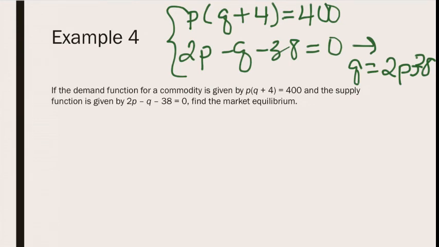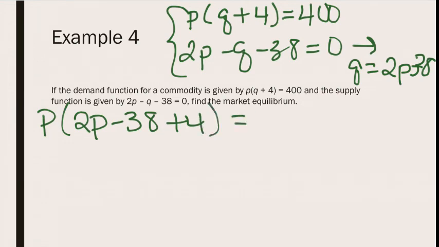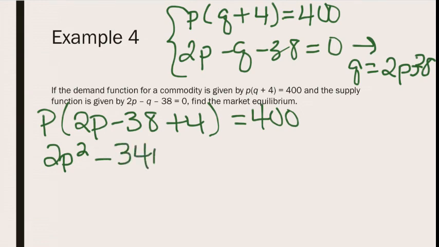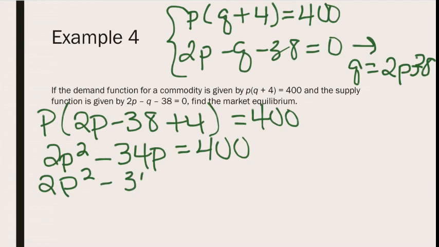And I'm going to substitute that into the top equation. So P times (2P minus 38 plus 4) is equal to 400. I'm going to combine like terms and distribute all at once. 2P squared minus 34P, since negative 38 plus 4 is going to be negative 34. And that's equal to 400. Remember, whenever we solve a quadratic equation, we need it to be equal to 0. So I'm going to subtract that 400 over. In this case, I'm just going to use the quadratic formula.